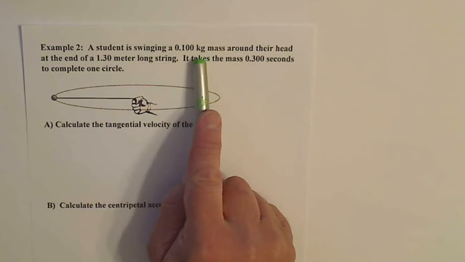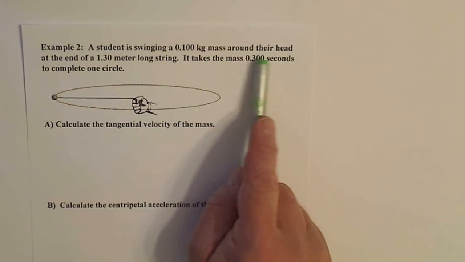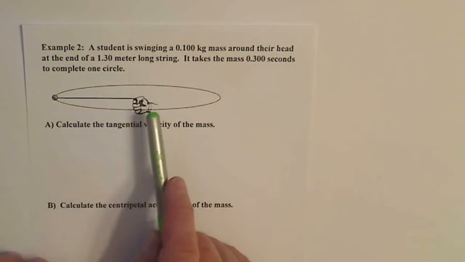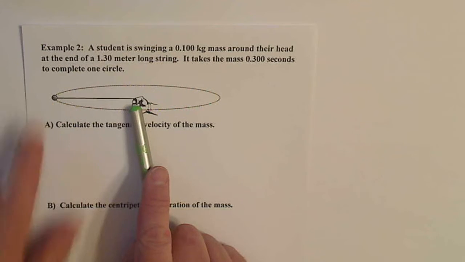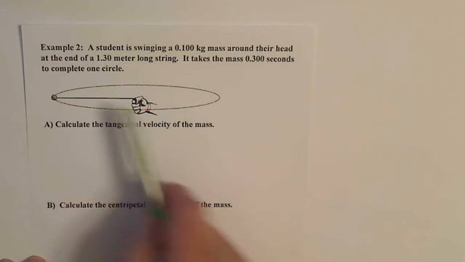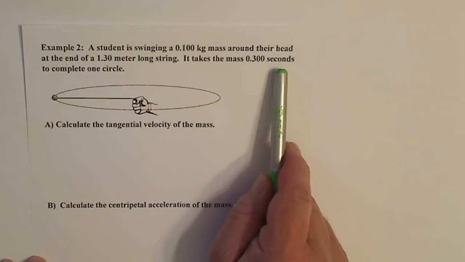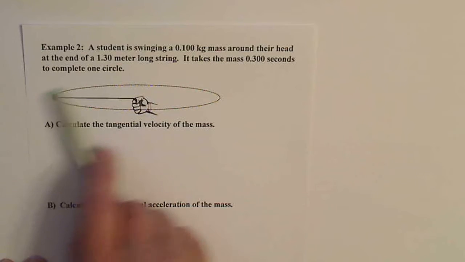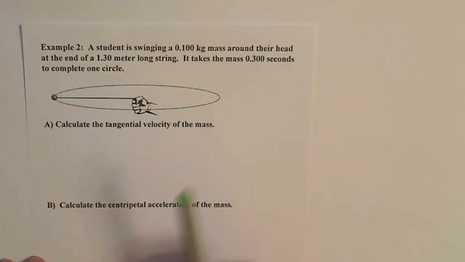That's a 100 gram mass, around their head, in other words over their head, at the end of a string, and the string is 1.3 meters long. And every time they spin that thing around in circles, it takes 0.3 seconds to complete one time around the circle.